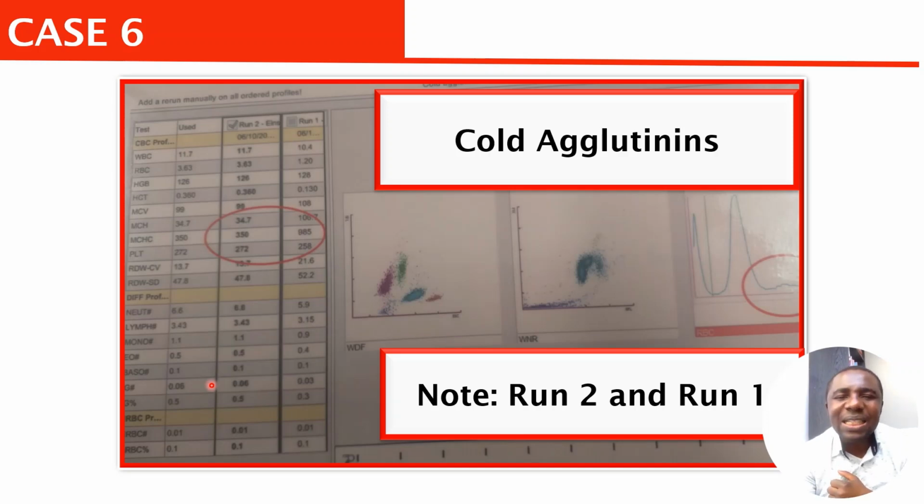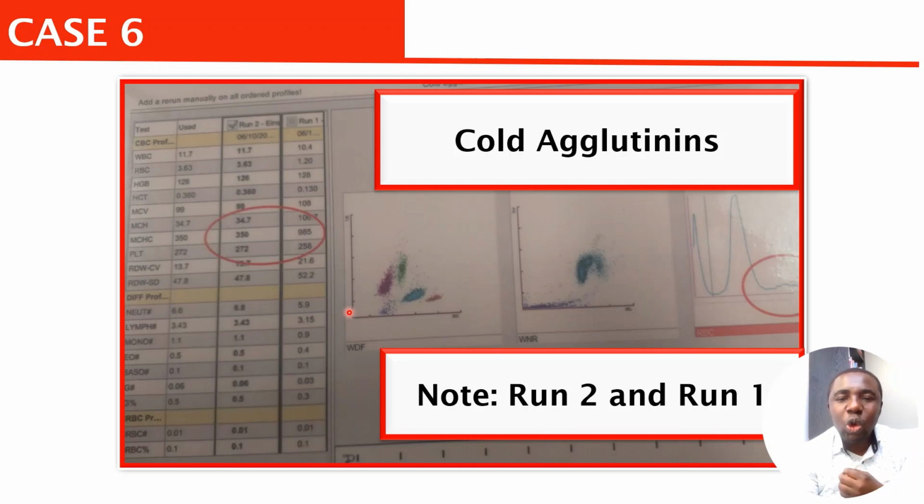If you look at it, this is one of the things. Remember what I told you about cold agglutinin, okay? So look at this, very, very important. Remember I told you that high MCHC can indicate cold agglutinin, and I also told you it can also indicate a lipemic sample or hereditary spherocytosis. But on this occasion, it's actually cold agglutinin.